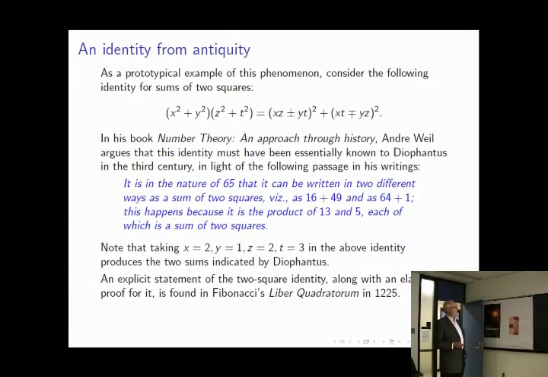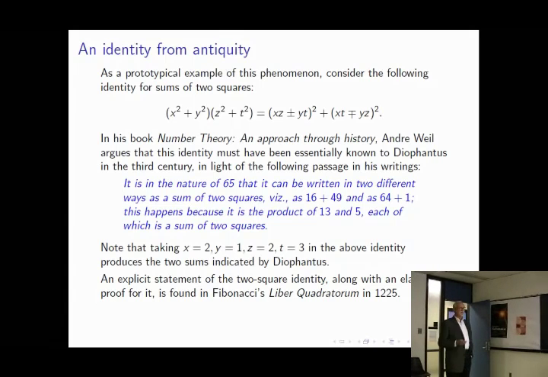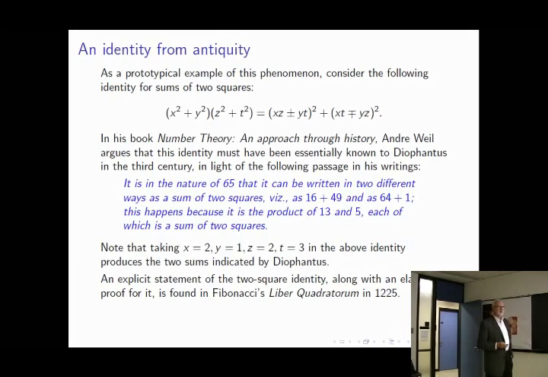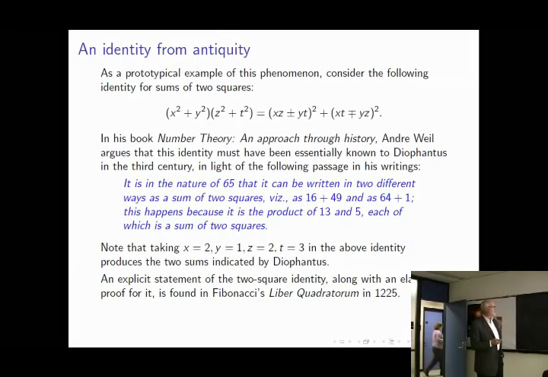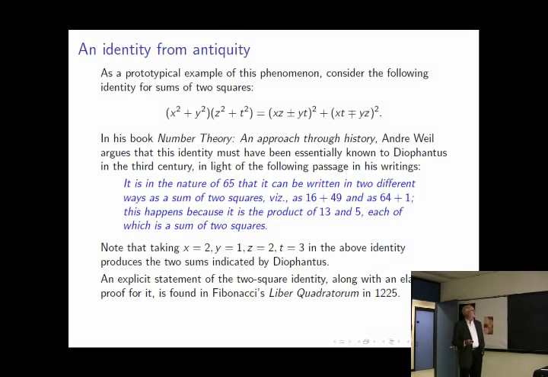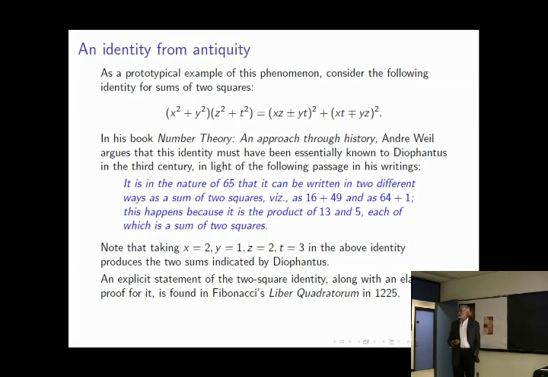Incidentally, you might recognize that if you stare at it for a minute now. From a contemporary viewpoint, think about the things on the left-hand side as being the squares of norms of complex numbers. Just look at x plus iy, z plus it. These are the squares of their norms, and then what you get on the right-hand side is what you get when you multiply those two complex numbers.